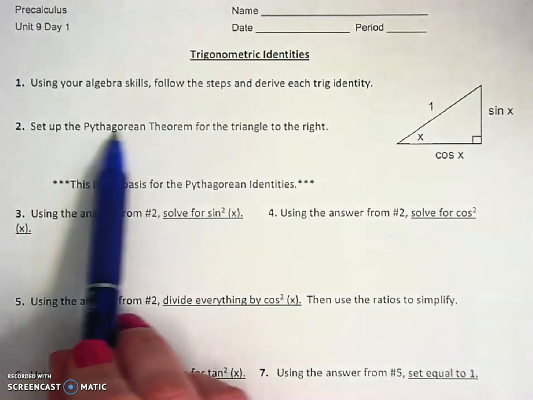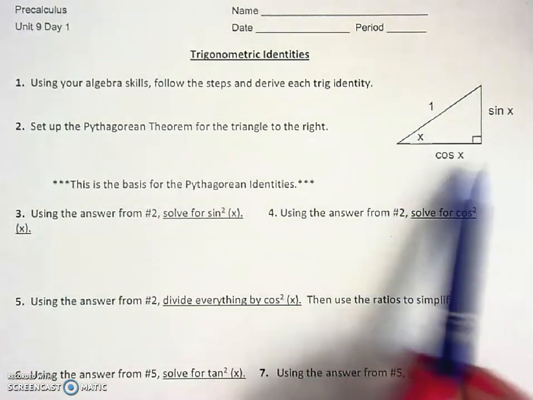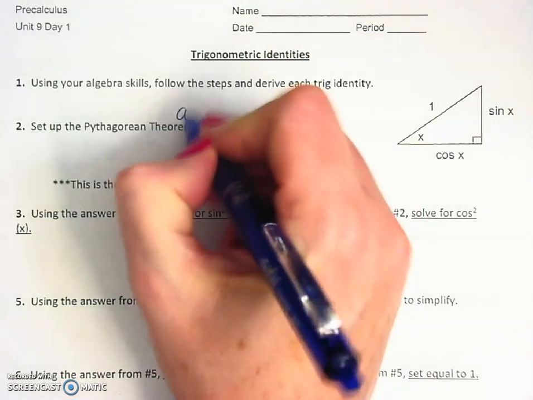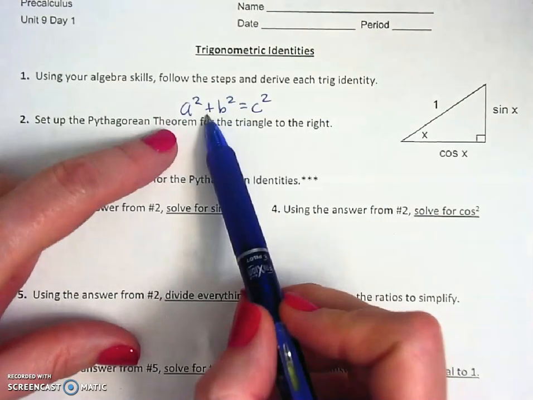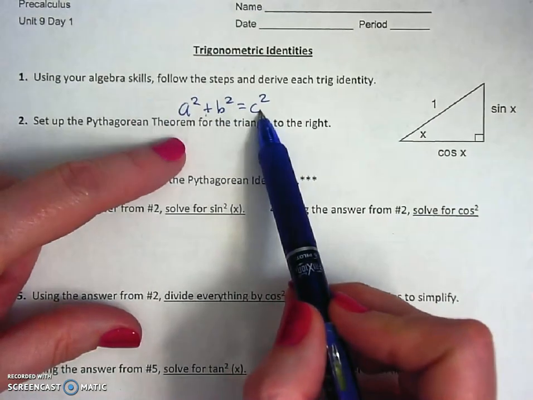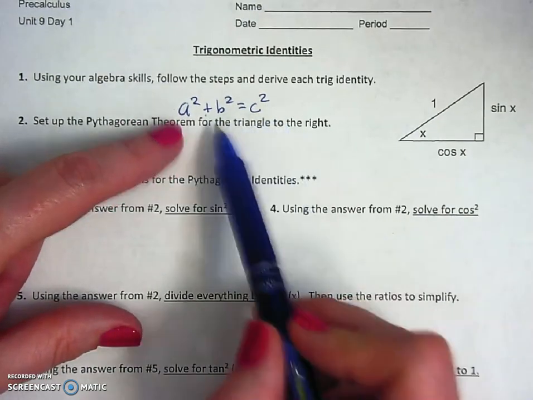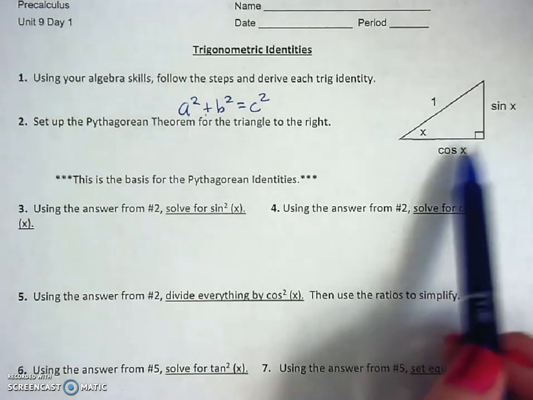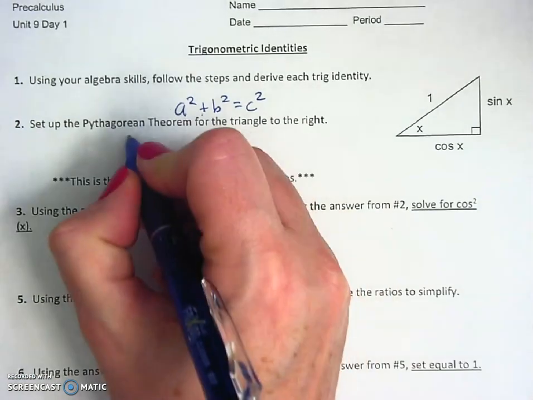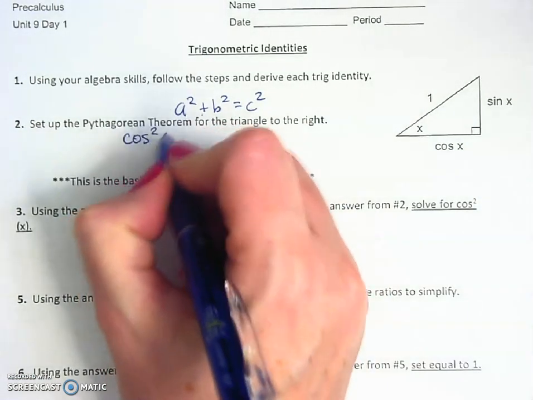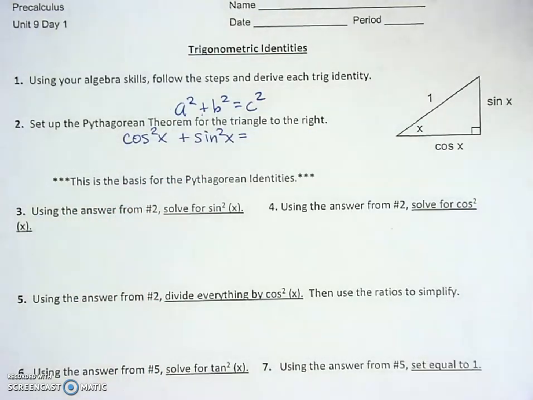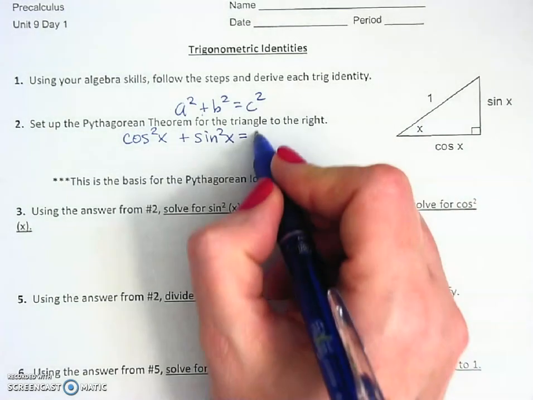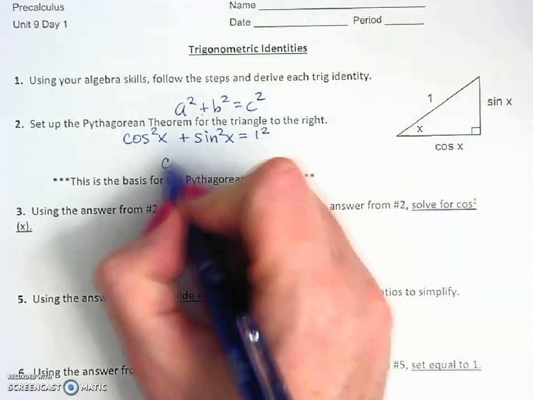Number 2 tells us to set up a Pythagorean theorem for this triangle to the left. So we're used to seeing that like this. It's the sum of the square of the sides equals the hypotenuse squared. So my sides are cosine and sine, so I'm going to square them. So cosine squared x plus sine squared x equals the hypotenuse squared, 1 squared, which is just 1.